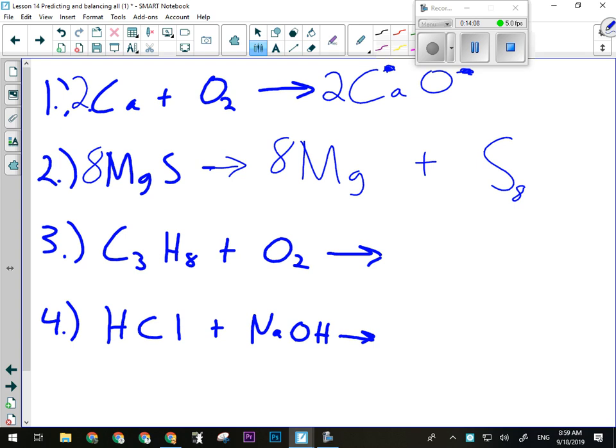All right. For number 3, what kind of reaction is that? Okay, so I've got a combustion reaction here. What are always the products of a combustion reaction? Carbon dioxide and water. That's just one you memorize. You don't have to think on this one. It's always carbon dioxide and water.